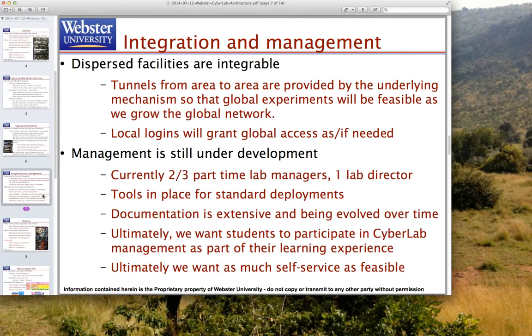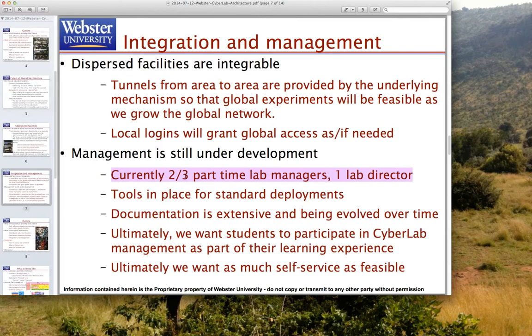Integration and management's another issue. The dispersed facilities make it a potential management problem. We are planning to have cryptographically secured tunnels from area to area, so that when you're in one location it appears as if you're in the other location at the same virtual place in the structure. So that, for example, over time, as we build this on a global basis, you'll be able to create an emulated global network in the secured environment that will not be able to deny services to anybody else or leak viruses to anybody else, but still allow you to do experiments emulating a global network.